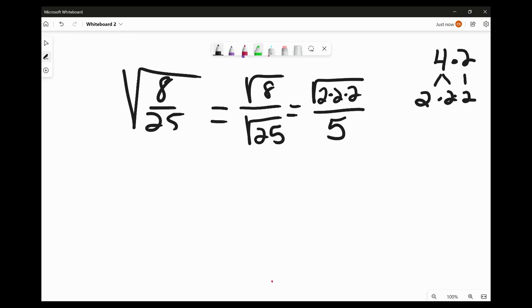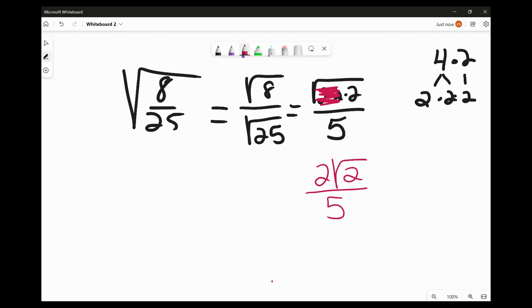When I have 3 2's on top, I'm going to look to see if I have any partners. Since I have 2 2's in there that are partners, I can bring one of those 2's out. Sorry, let me do it in a different color. I'm going to bring one of those 2's out, and that cancels 2 on the inside. 1 2 on the outside is worth 2 on the inside. And then you have the square root of 2 still left in there with no partner. That one stays inside. And your answer would be 2 square root of 2 over 5.